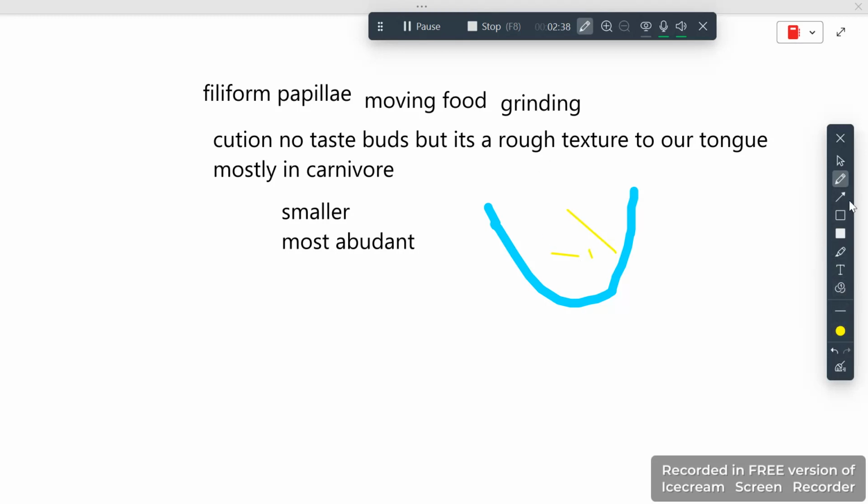Okay, so then if we move towards the last papilla we have, that is the foliate papilla. These are active and have sensory receptors, and these are not present in adults. No, not in adults.